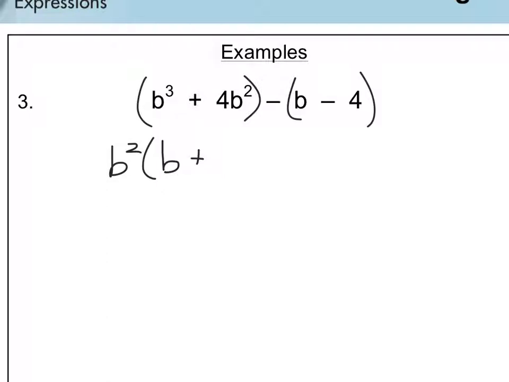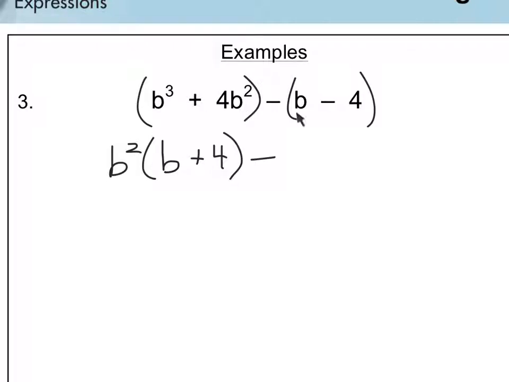Then I'm looking at the 4 now. If I factor the 1 out, 4 divided by 1 is 4. I had 2 b's, they took 2 b's away, so I don't have any b's anymore. Then carry down your minus sign.